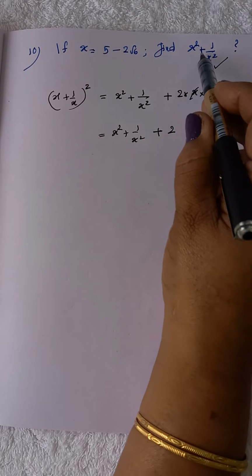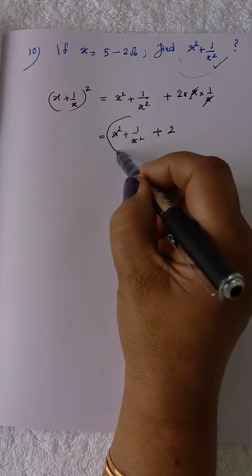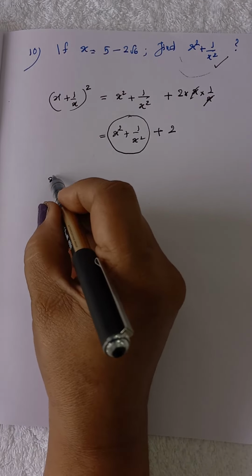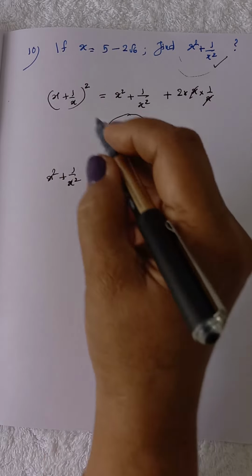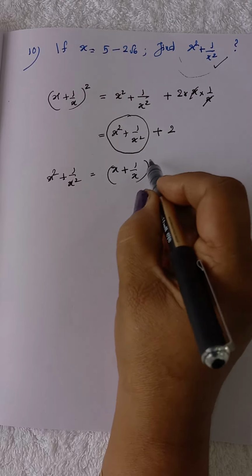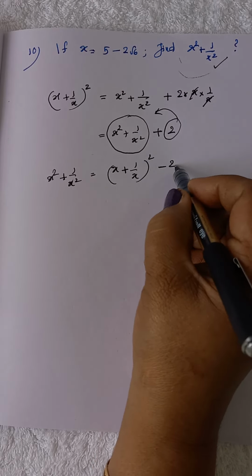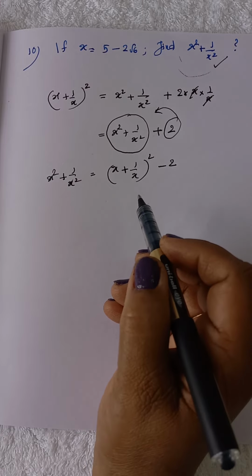What we want to find? We want to find out this x square plus 1 by x square. So this alone we have to keep on one side. So that x square plus 1 by x square is equal to, what is on the left side? X plus 1 by x whole square. Now we want to take this 2 to the other side. So minus 2.